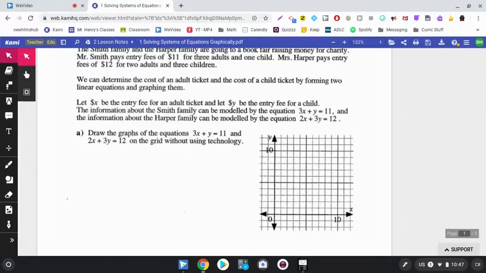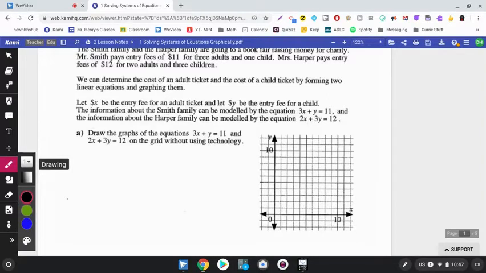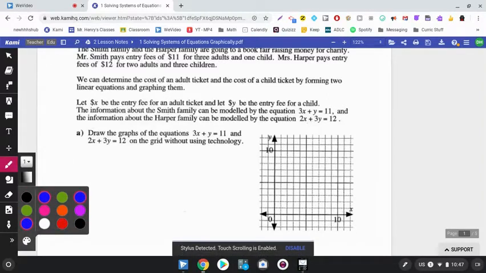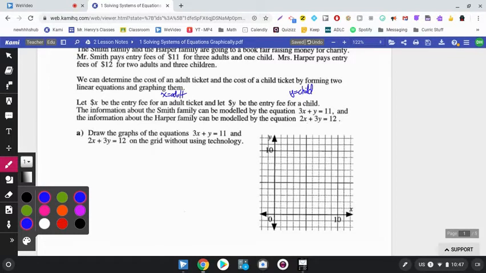Okay, so what we're going to say is a let statement, which is establishing variables. So we're going to say let X, that amount of money, is the adult ticket. So X equals adult. And then Y is the price of a child's ticket. So when I'm talking about X's and Y's, I have some context.